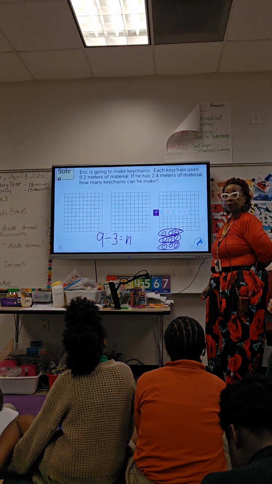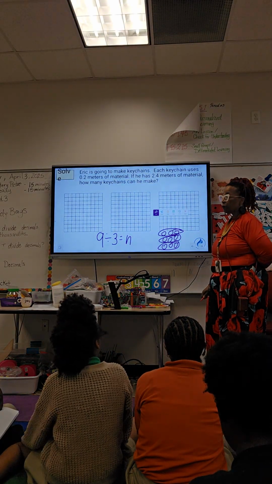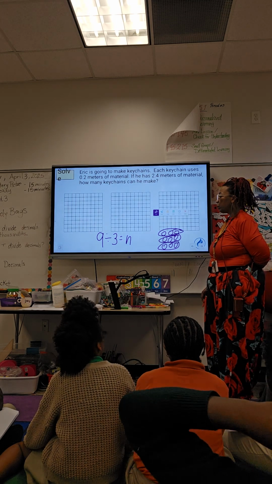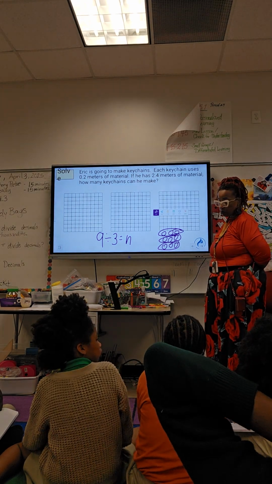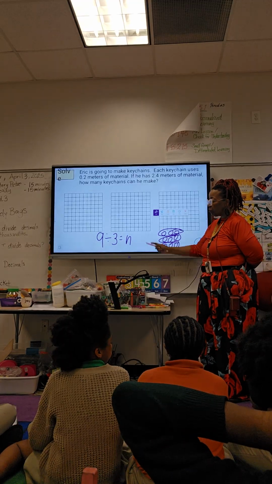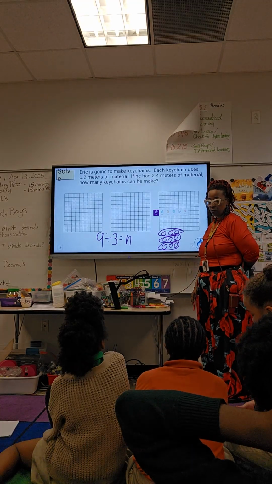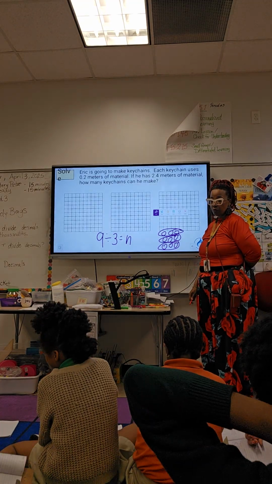Oh, and if it would be the inverse operation, would it be 3 divided by n, which equals 9? Inverse would not be division. I mean multiplication. So 3 times n equals 9 would be the inverse. Yes. Can I come up? Yes.